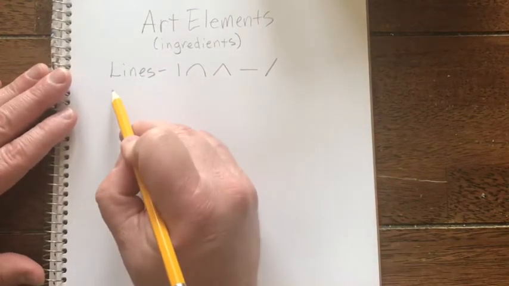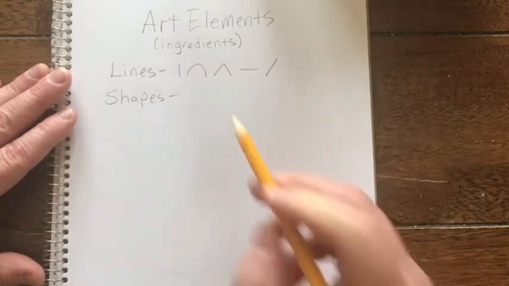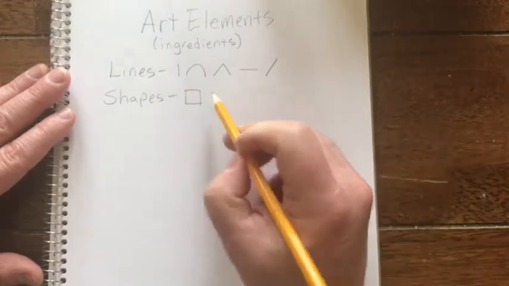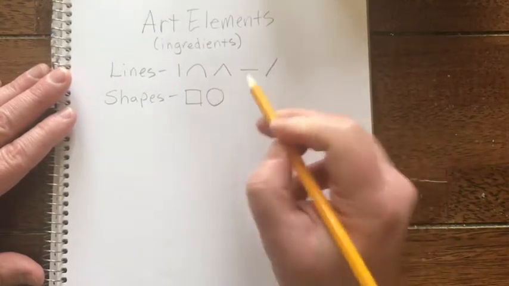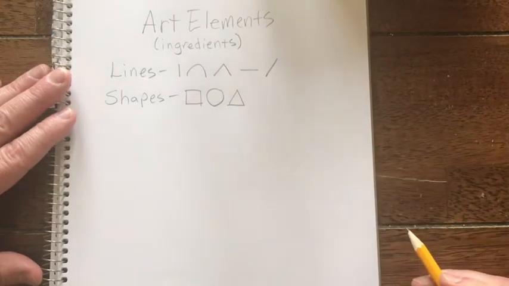When we put lines together and enclose a space, this is what we call shapes. And there are three basic shapes that we'll use. Squares, which use vertical and horizontal lines. Circles, which use a curved line. And a triangle, which uses angled lines.